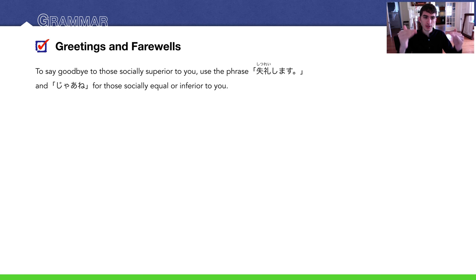The book that I'm following the order of for these lectures, Nakama, lists another way to say it. I forget exactly what it is. Ja mata, matane, something like that. Matane. Maybe you've heard that before. You can also say that. Jane is just the one that I've heard the most in Japan.